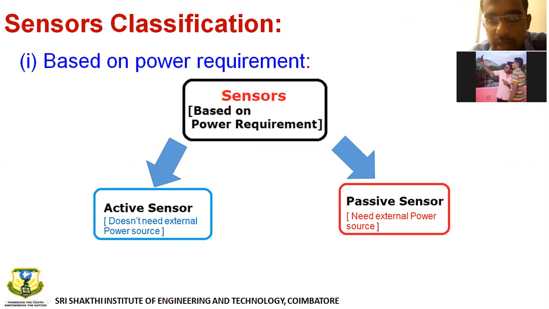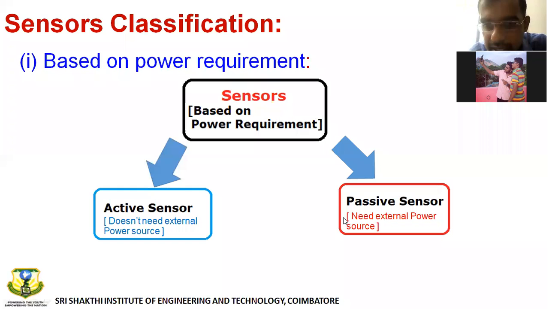Something which is always active. The easiest example is your solar panel. Your solar panel is always active. You need not give any additional source. The panel, when it gets sunlight, will produce an output. So it is an active sensor.